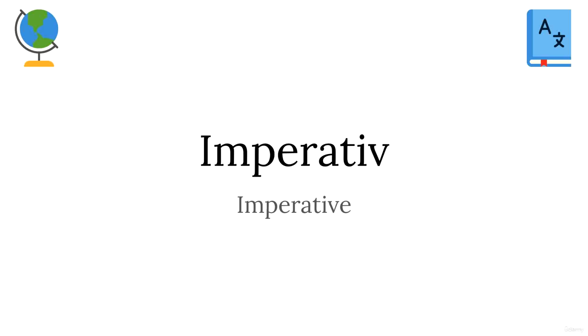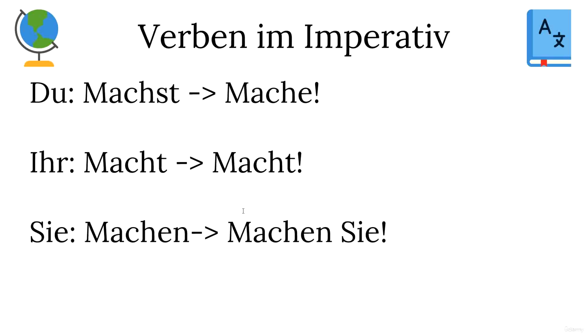Today we are going to learn more about the imperative, or Imperativ. This is when you want to tell someone to do something. For example, play, or sleep, or go, when you are ordering someone to do something. Most of the verbs are the same.